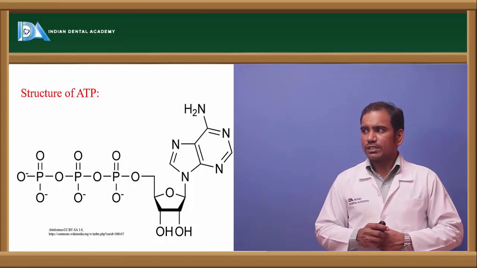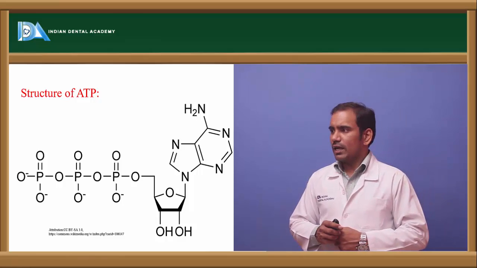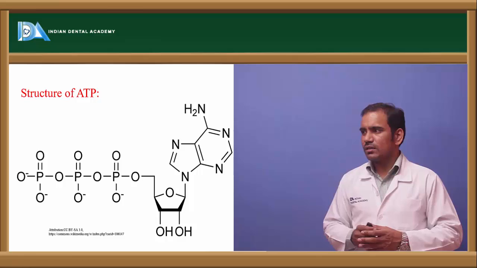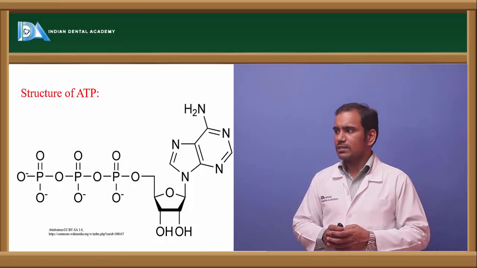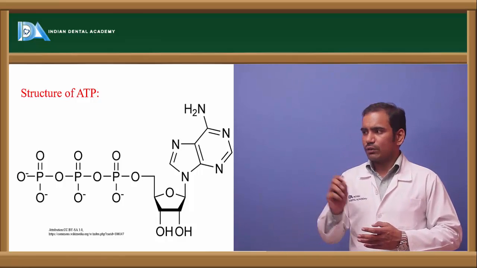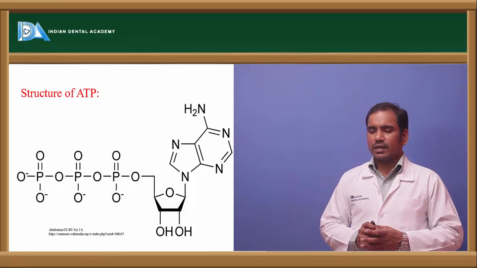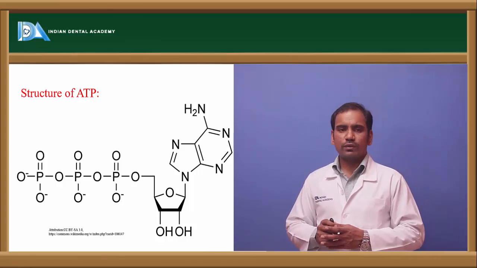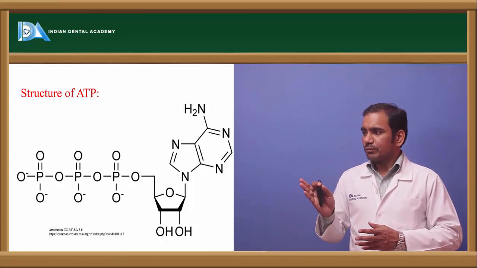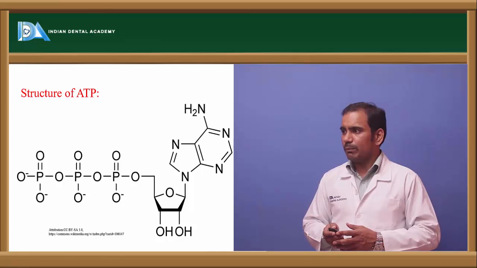And coming to the structure of ATP, the energy currency of the cell, we call it ATP. ATP has adenine, a nitrogenous base, ribose, and 3 phosphates that are esterified to the ribose 5th carbon. So this is the structure of ATP, a nucleotide.